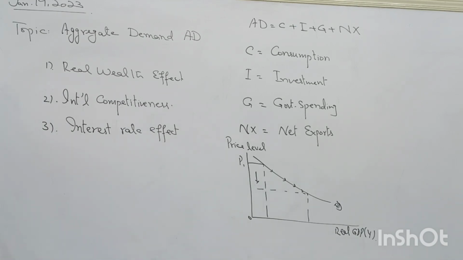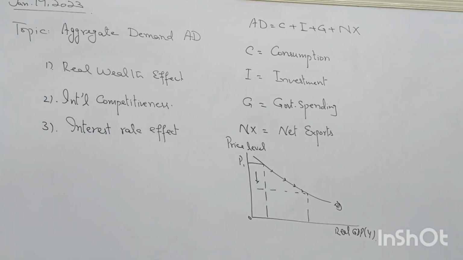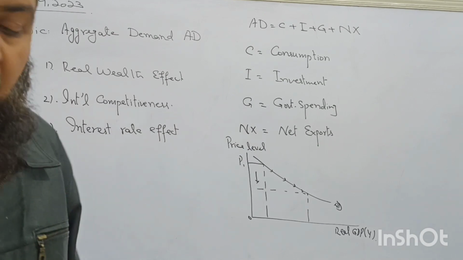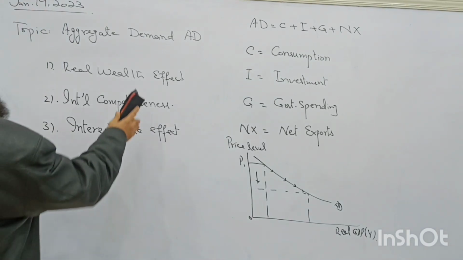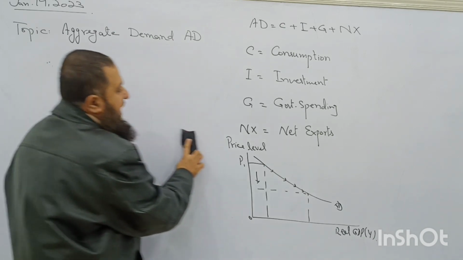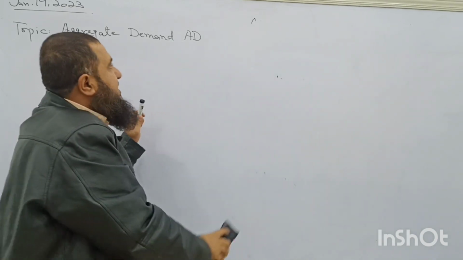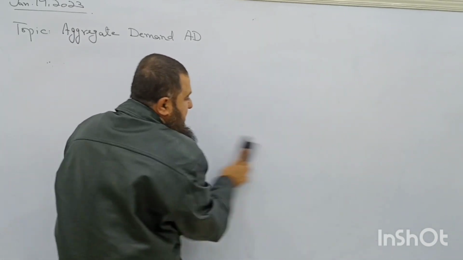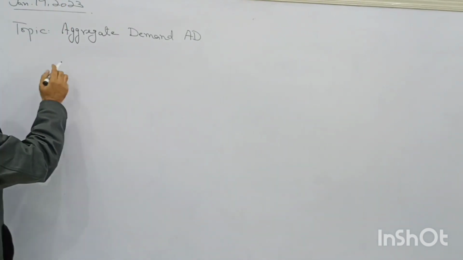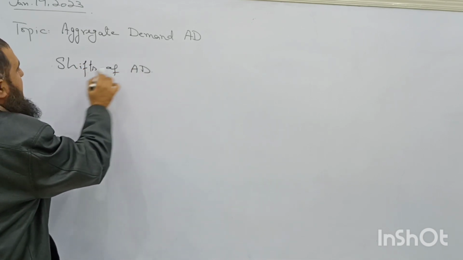So all these three factors will cause the demand for real GDP to be downward sloping. Now the question is, how will this aggregate demand shift upward and downward? Why do you think aggregate demand shifts rightward or leftward? What are the reasons behind it? Can anyone tell me? Shifts of aggregate demand.